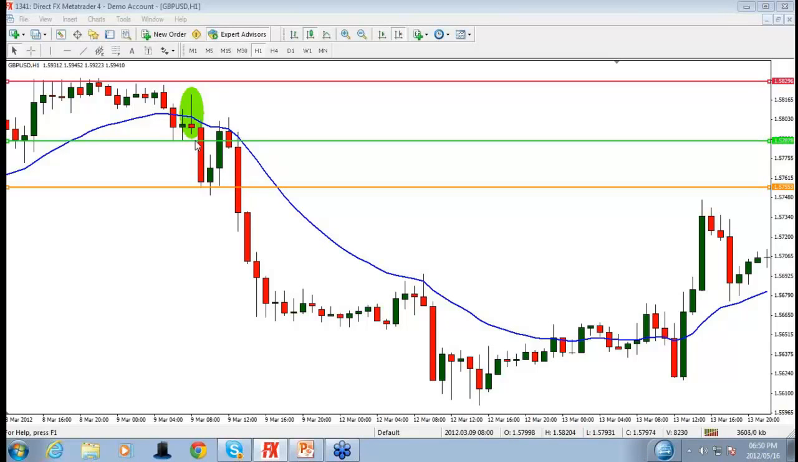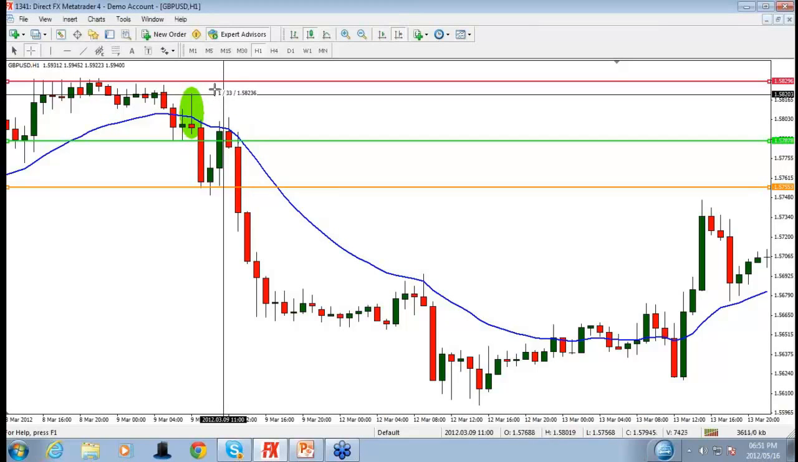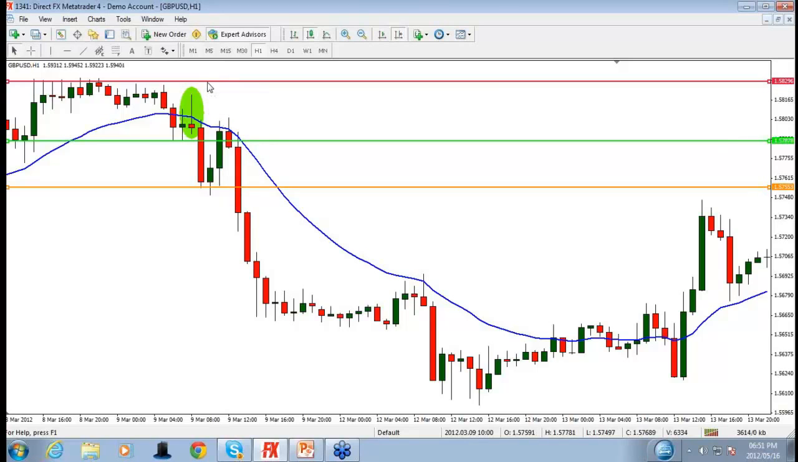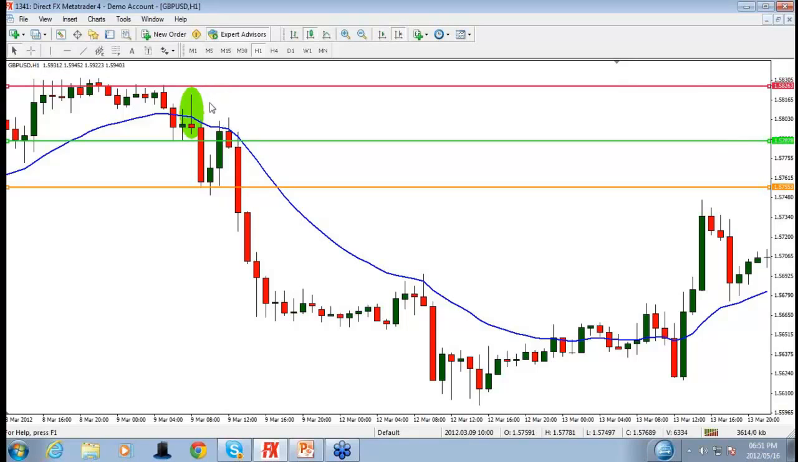Rule number 3. Place a stop loss 5 to 10 pips above the high of the pin bar. So again, you can decide 5 to 10 pips. I usually would use a 5 pip because I'm very conservative as far as my money is concerned. So I'm going to move it 5 pips right there. Okay, so that will be my entry. That will be my stop loss.